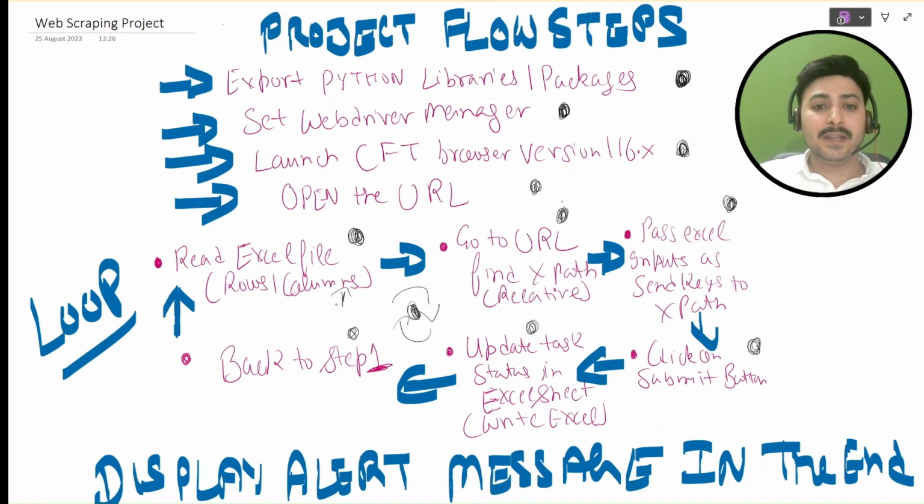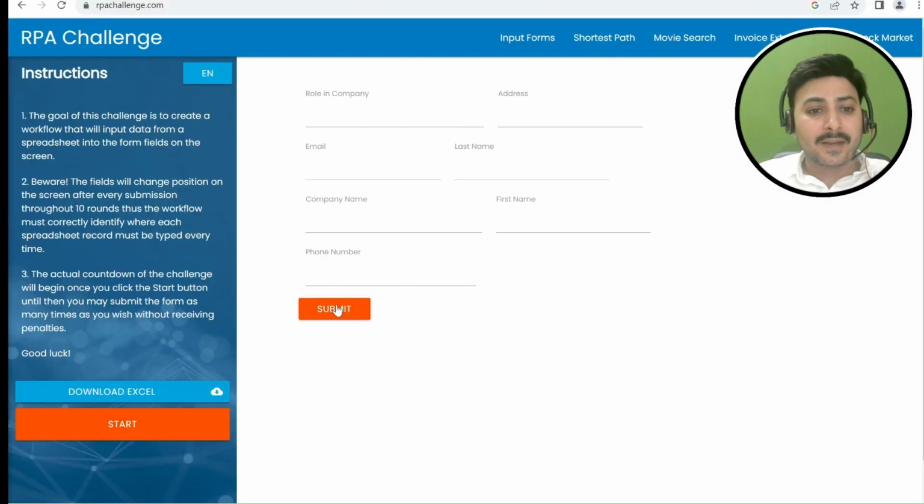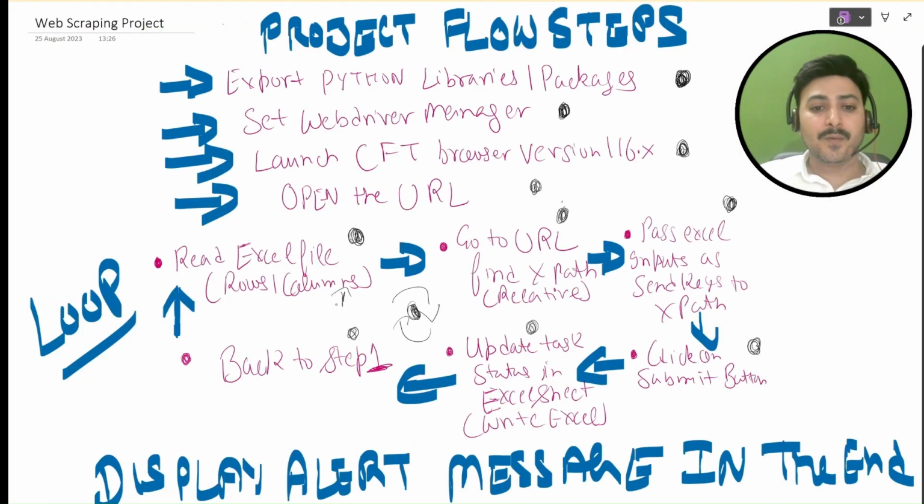Okay, and once all 10 rounds are completed, we would like to see one message, a display alert message in the end, that your task has been completed by Python and Selenium. Okay, so that's the whole project which we are going to cover in this video. All right, so let's get started, and then we will start writing up the code in PyCharm.